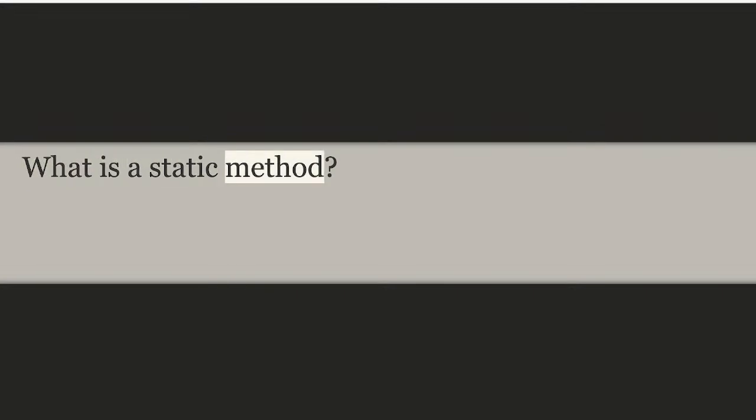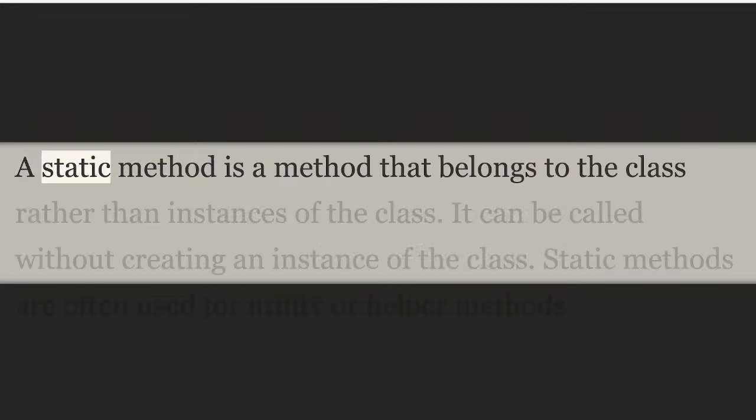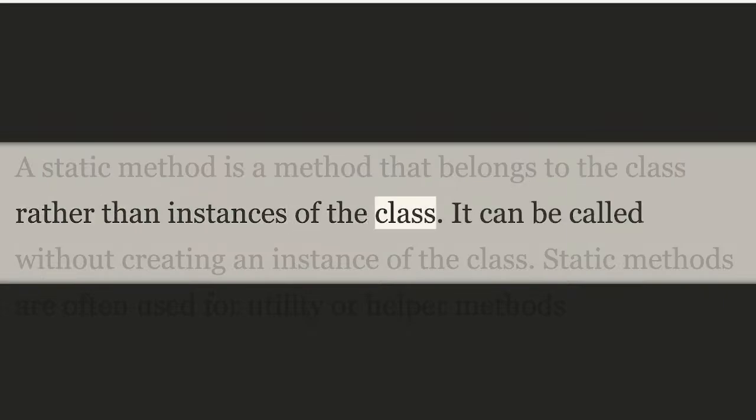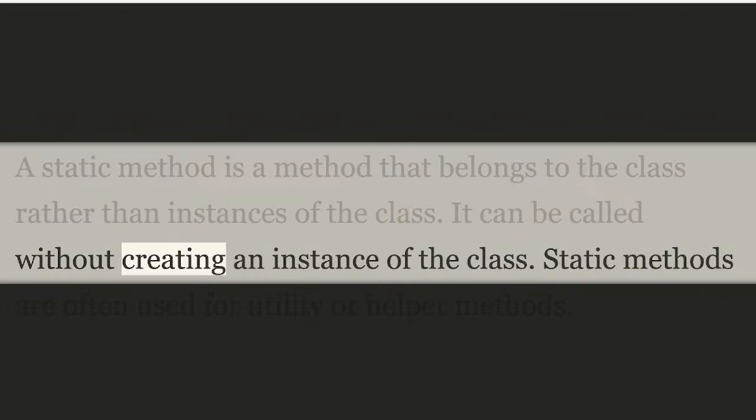What is a static method? A static method is a method that belongs to the class rather than instances of the class. It can be called without creating an instance of the class. Static methods are often used for utility or helper methods.